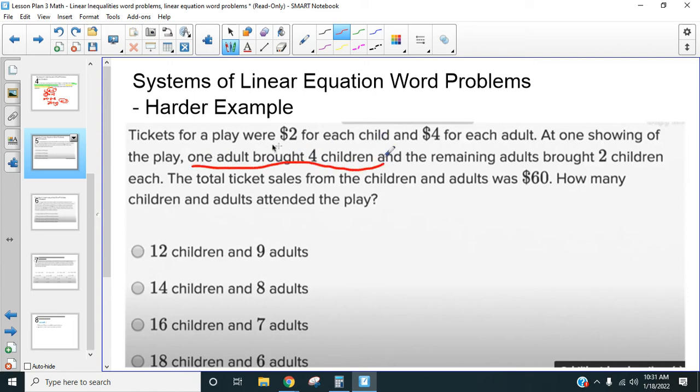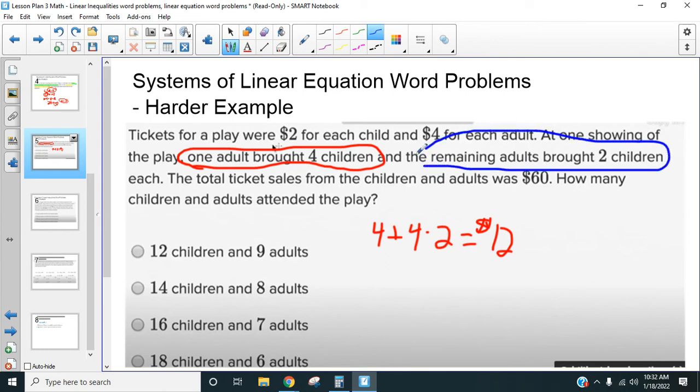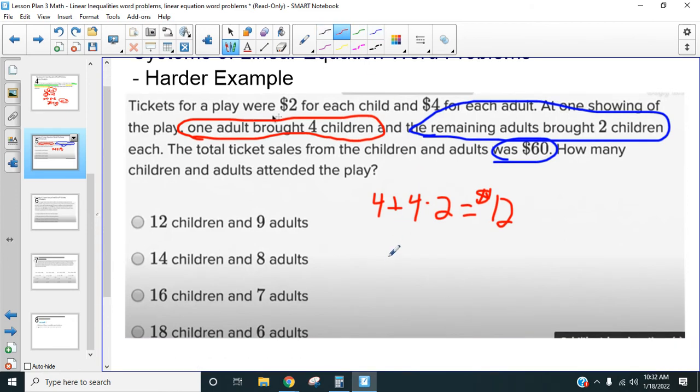One adult brought 4 children, right? So that'd be one adult, that's $4 plus 4 children times $2, right? So this particular part right here that I circled, that is 12, right? It's 12 total bucks. The second part says here, the remaining adults brought 2 children each, and the total was 60. All right, so that means we have $12 already in the red.